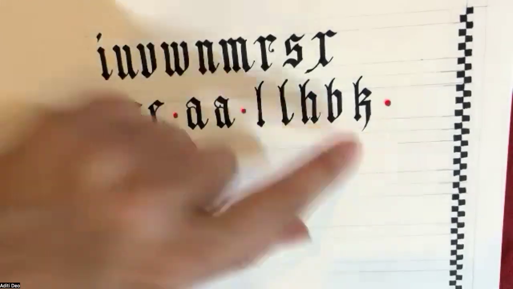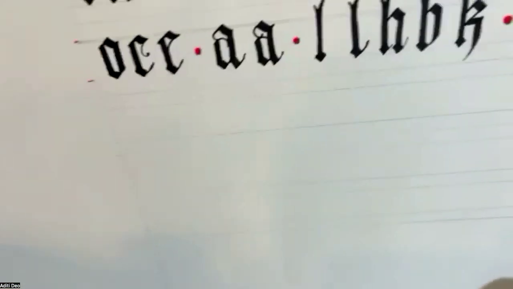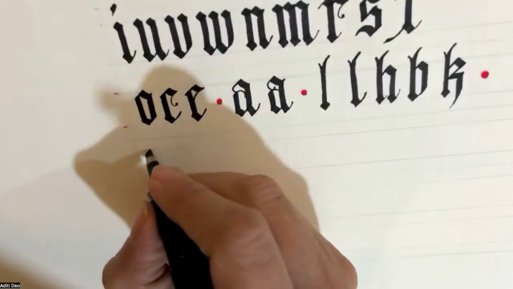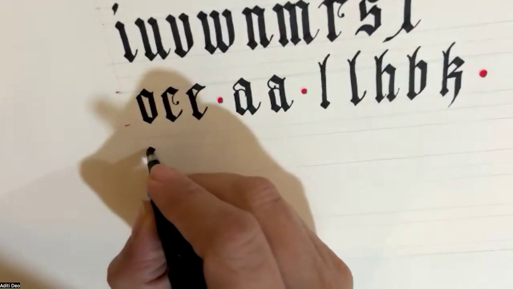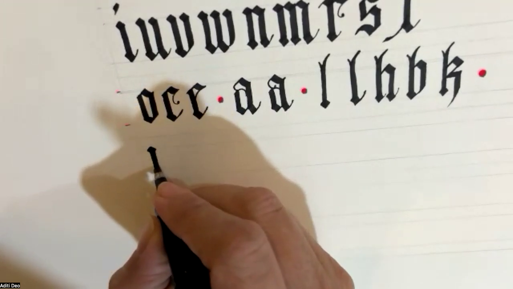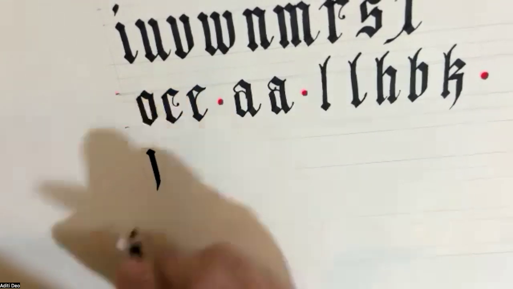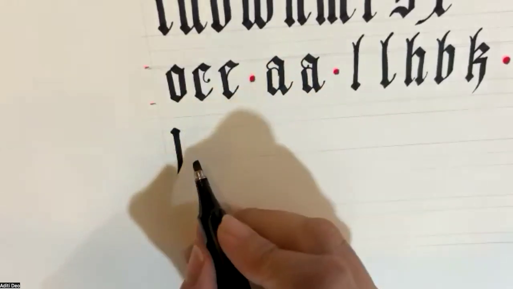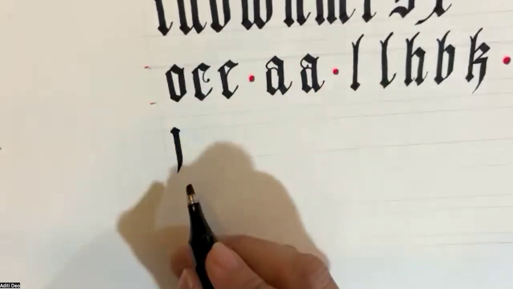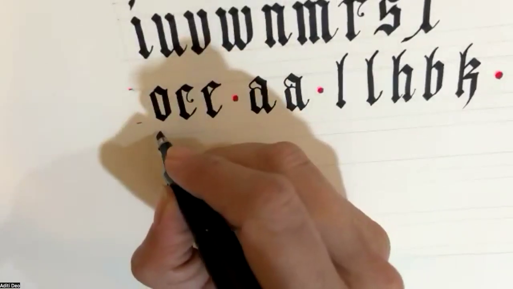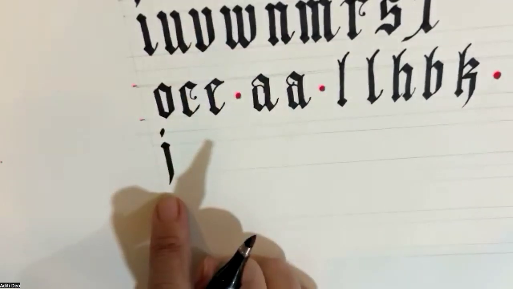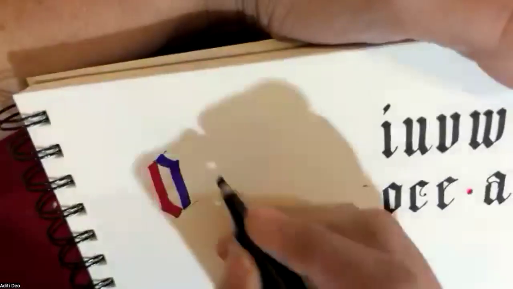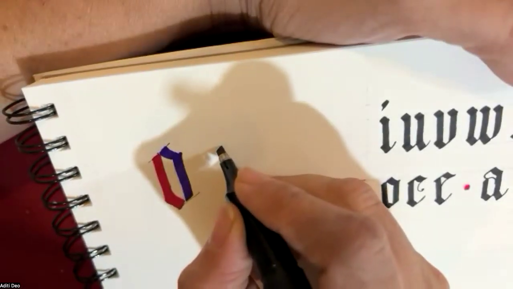Alright, so LHBK. Then let's move on to the descenders. The first descender we will make will be the J. It will just come down like this, where you just take the nib a little to the side and lift it from the right so that you get a very thin line coming down.